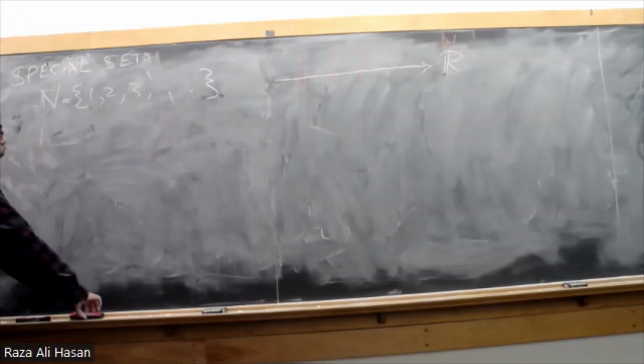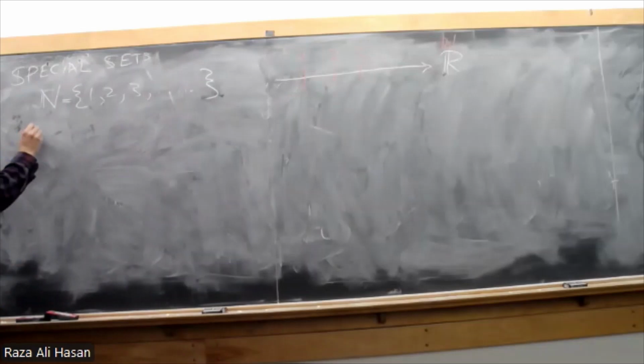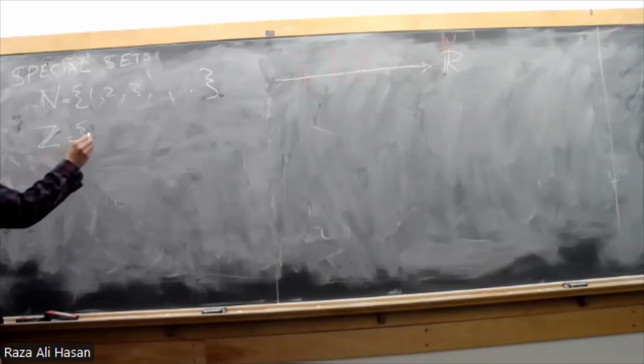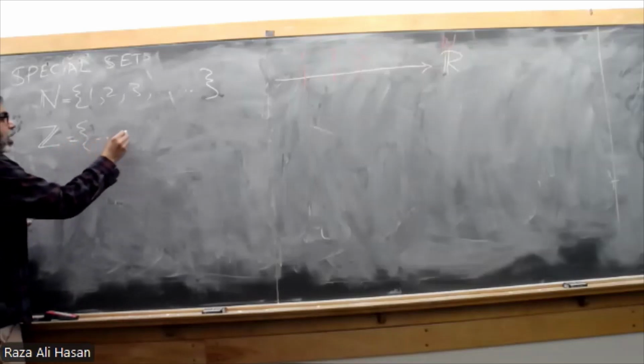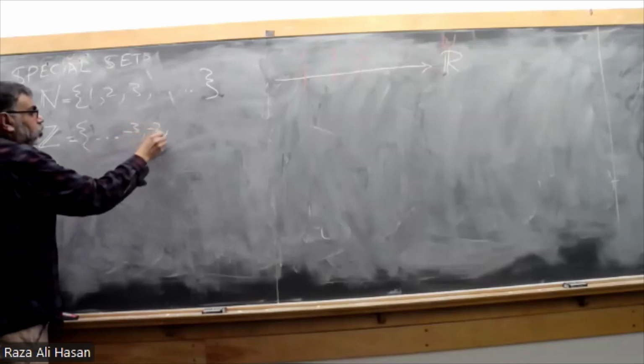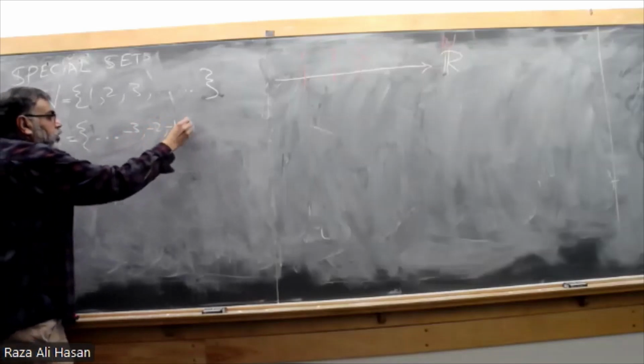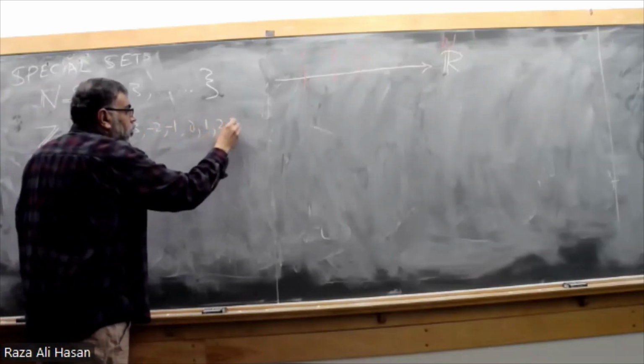So now we're going to do Z, which is the set of integers. So you can write in your notes, integers. Somebody calling me? Oh, my friend Spam is calling me. So integers are -3, -2, -1, 0, 1, 2, 3.